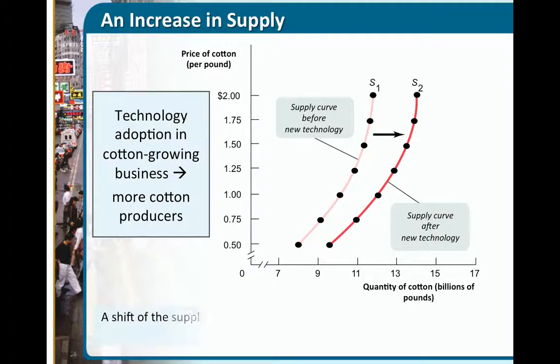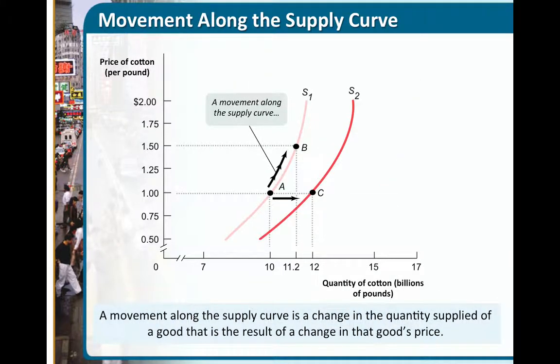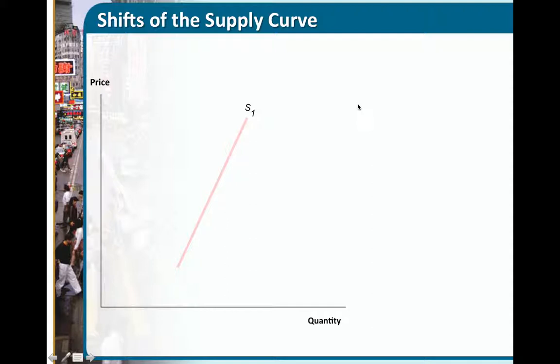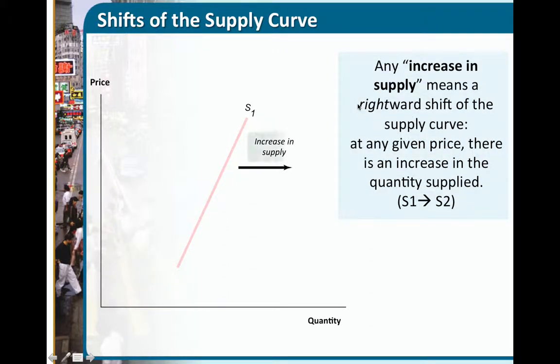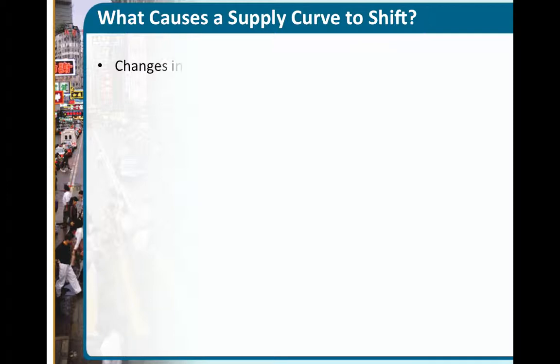And again, this is different from the movement along the supply curve, where if we're just changing the price of cotton, the quantity supplied will change. If we're changing technologies or input prices or something like that, every point along the supply curve will shift. So you can see the supply curve shifts can be a rightward shift or a leftward shift. And just like the shift in the demand curve, there are some things that cause the supply curve to shift.